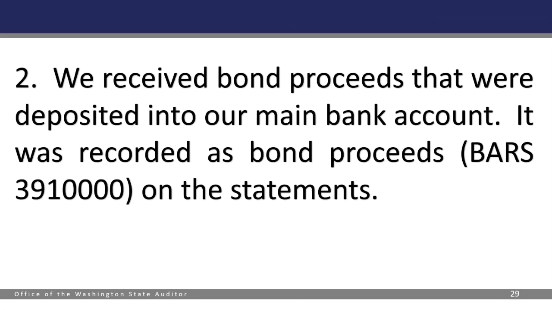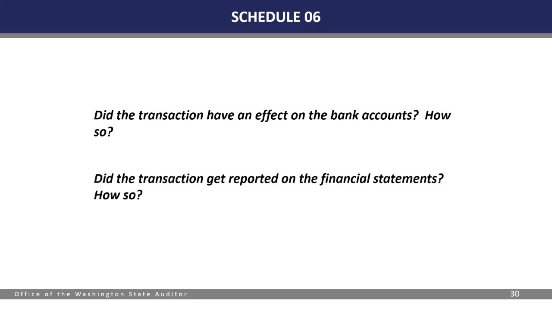So let's look at another example. 2, we received bond proceeds that were deposited into our main bank account. It was recorded as bond proceeds, BARS account 391000, on the statements. Again, let's ask these questions. The answer to number 1, did it have an effect on our bank accounts, is yes. So that means that it would have been recorded in column 3. That's the column for receipts from your bank accounts.